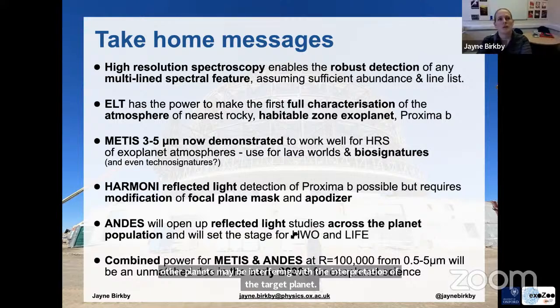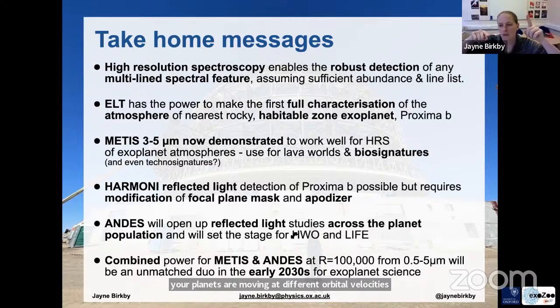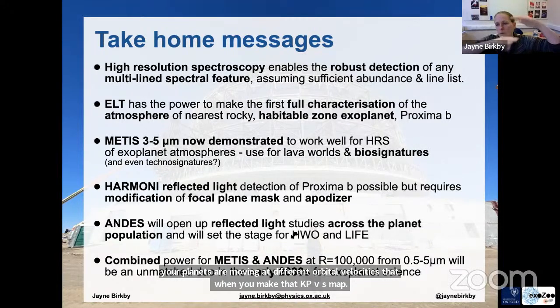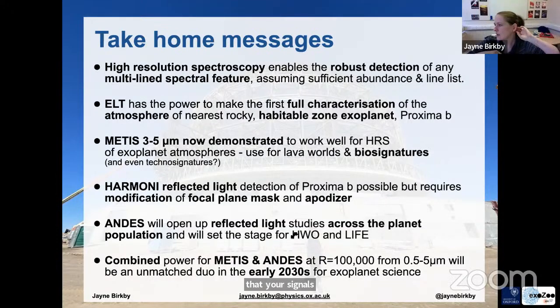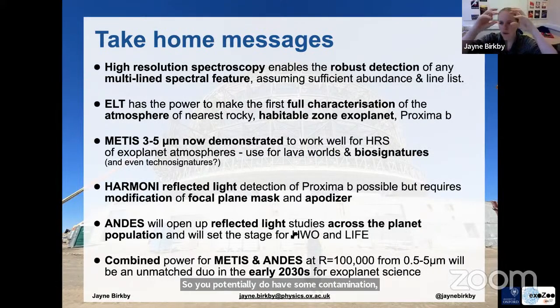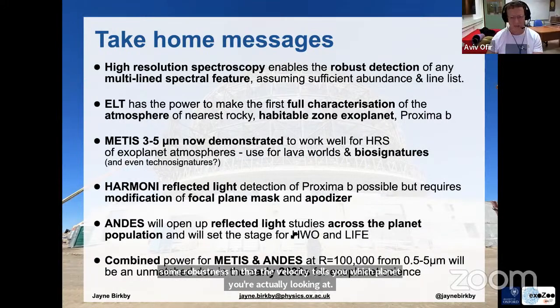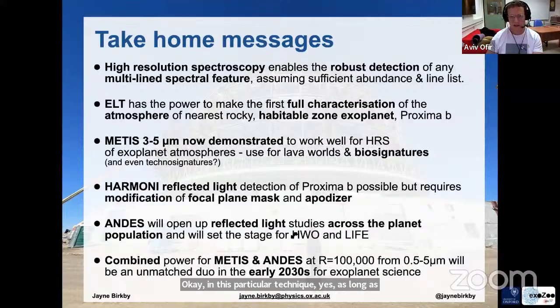So I think that would be mostly a problem for the closer-in planets where we're using the Doppler shift to get the information. However, in theory, because your planets are moving at different orbital velocities, when you make that Kp-vsys map, your signals would be at a different Kp. So you potentially do have some contamination, but because it's a very specific orbital velocity that you're interested in, you have some counter to that. There's some robustness in that the velocity tells you which planet you're actually looking at. Okay, in this particular technique, yes, as long as you're doing cross correlation, then you can disentangle this. Thank you. Yes.